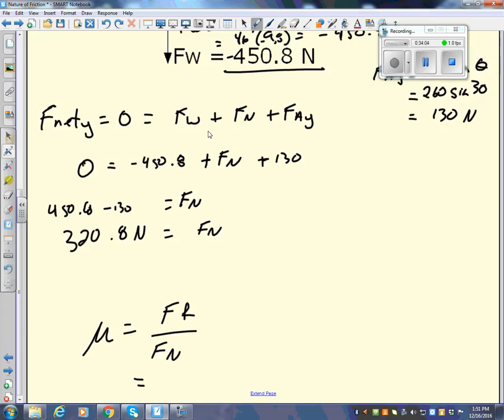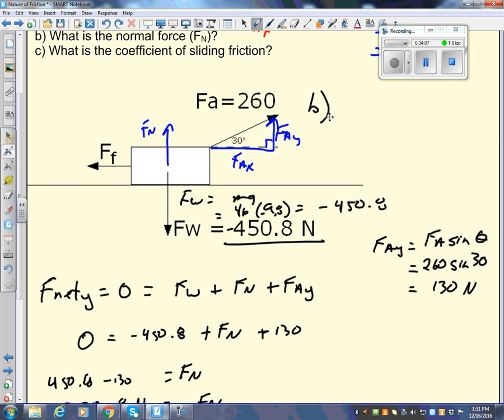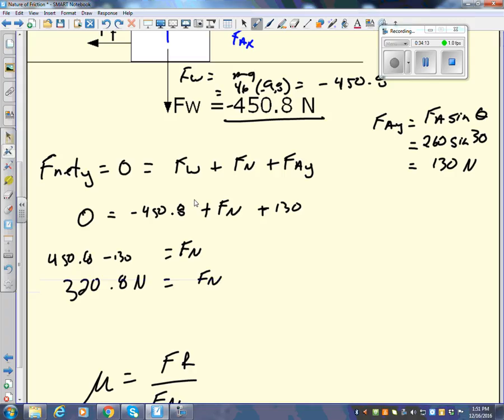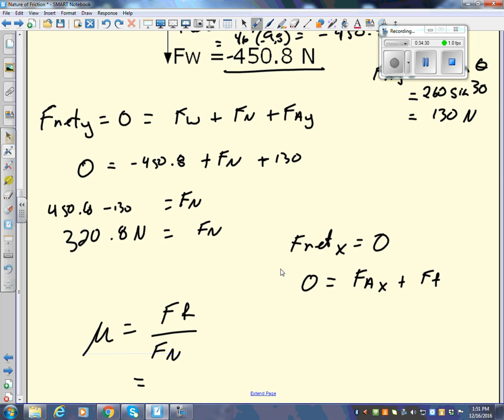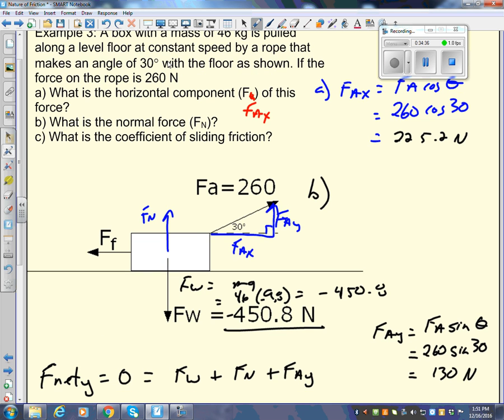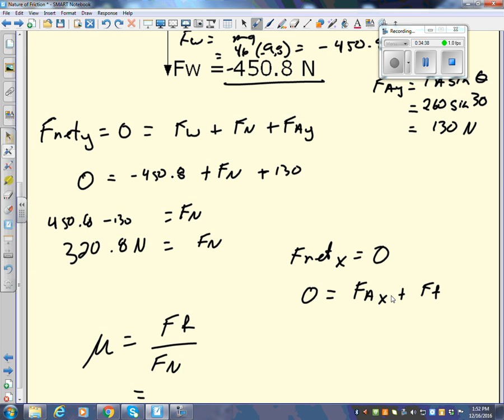But really, when we say that FAX is equal to FF, are we not doing the same thing as this? Are we not saying F net X is equal to 0? And what forces are making it up? FAX plus FF. I'm saying that the net X is 0. Why? Constant speed. FAX and FF are my X forces, and so really I've got 0 equals FAX plus FF.